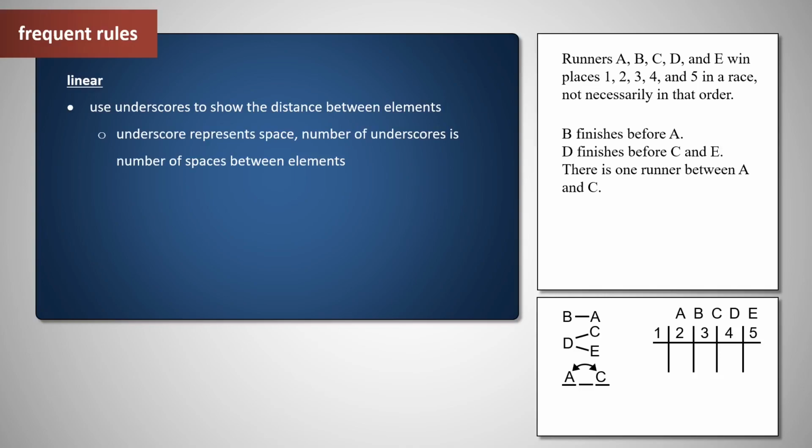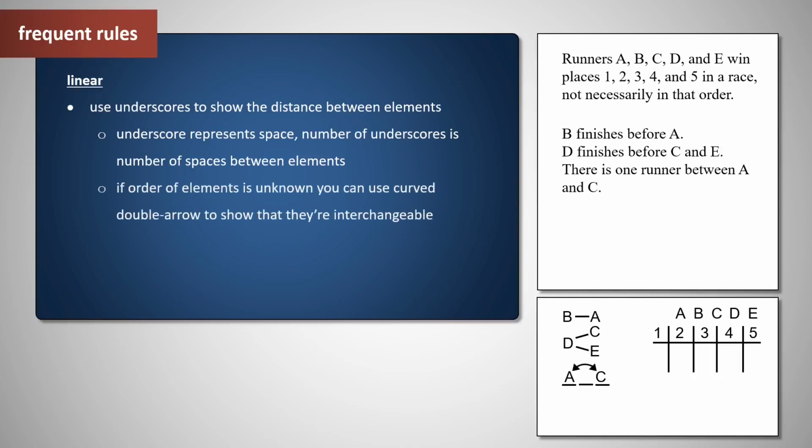Since you know that there's one runner between A and C, it's going to be a block of 3. Instead of simply drawing a dash or something along those lines, if you have an underscore in between them and then an underscore underneath the letters as well to make it a little bit more consistent, you'll be able to see, oh, there's distance involved. But if the order of elements is unknown, you can use a curved double arrow to show that they're interchangeable. And that's what we have here.